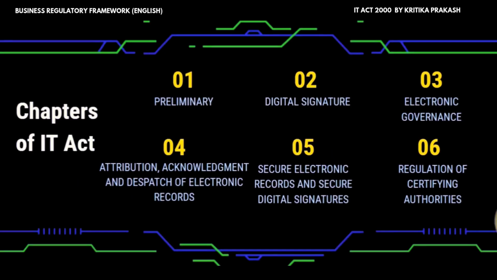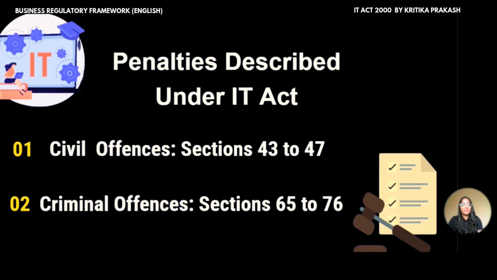Following are the chapters of the IT Act. Let's discuss some of the penalties which are described under the IT Act. The IT Act consists of 2 main types of penalties, which are civil offences and criminal offences. I would like to make it clear that civil offences are the offences that are committed in relation to a particular property or in terms of money. Criminal offences are the offences committed against a particular community, individual, people or a group of organizations. All these things are defined under criminal offences.